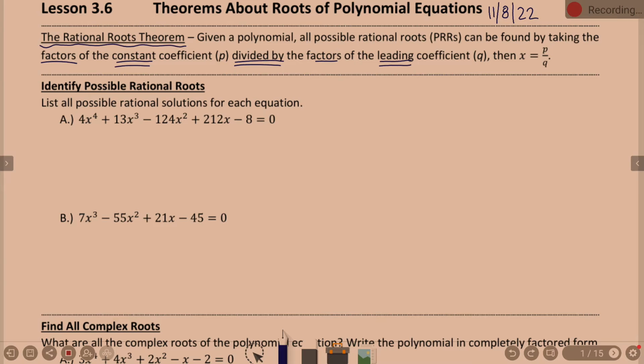And what this is going to do for us is help us find possible factors. They won't all be factors, but it's going to help us find the possible factors because we're finding possible roots. And this can help us eventually find all answers, which is what we will be doing in the second part of this. So right now, we're just going to talk about being able to identify possible rational roots, or in other words, PRRs.